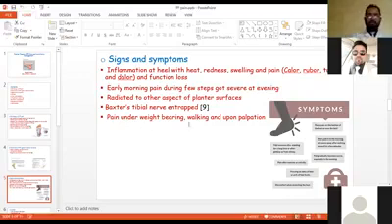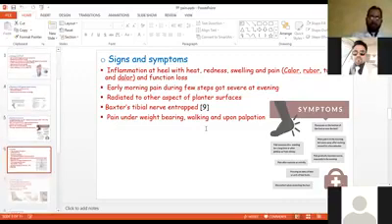The pain is under weight bearing and walking, and it is more severe when we touch that area. So upon palpation, the patient feels pain. So these are a few of the signs and symptoms of plantar fasciitis.